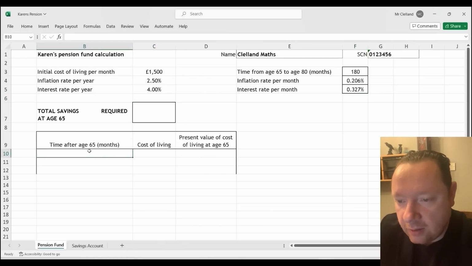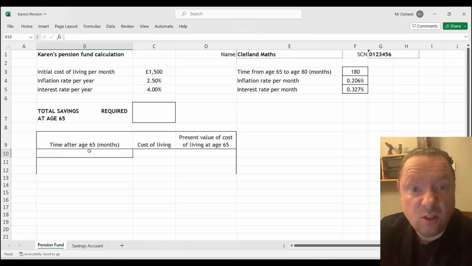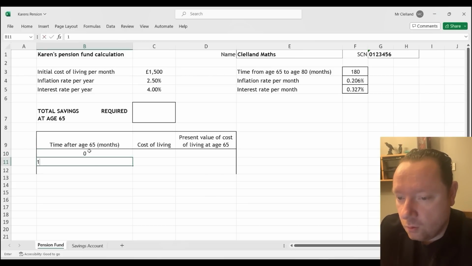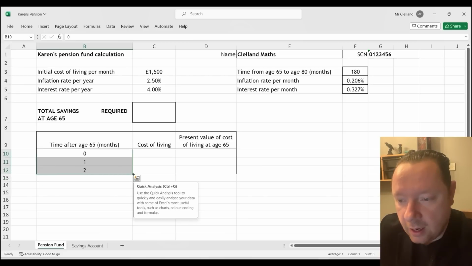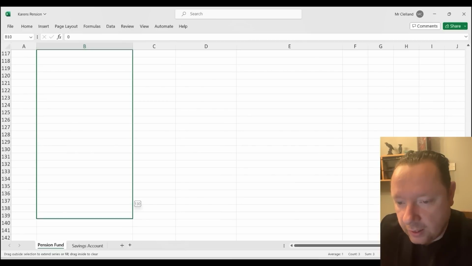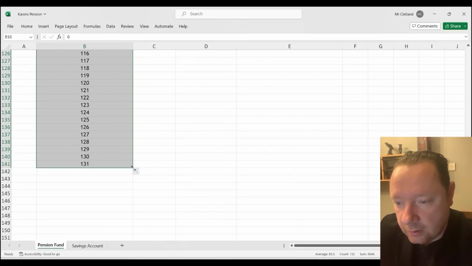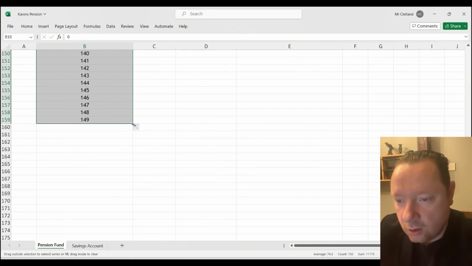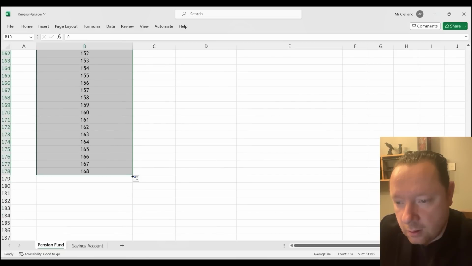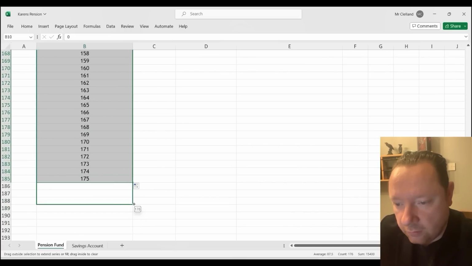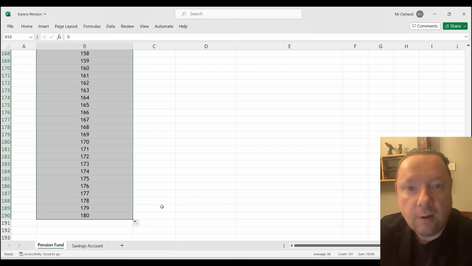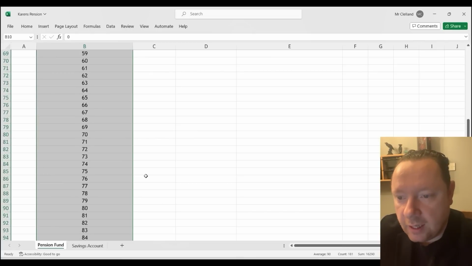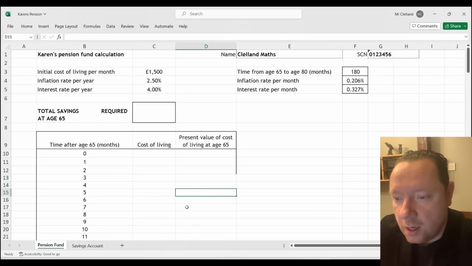So time in age after months. We've got up to 180 of these to do. So 0, 1, 2, we can highlight that and we can just drag down till we get to 180. Just keep going all the way down, using that box in the right hand corner. Five to go. 1, 2, 3, 4, 5. And we get to 180 months. So we've extended that table back to the top.